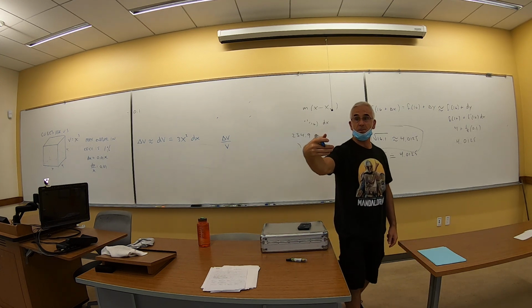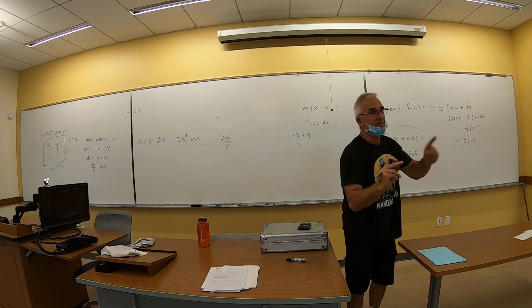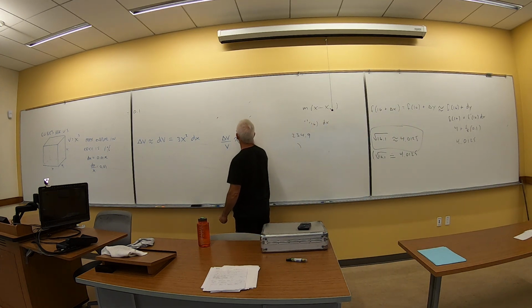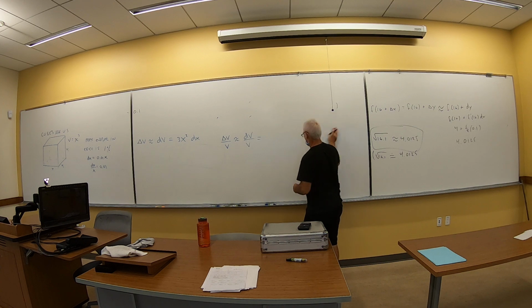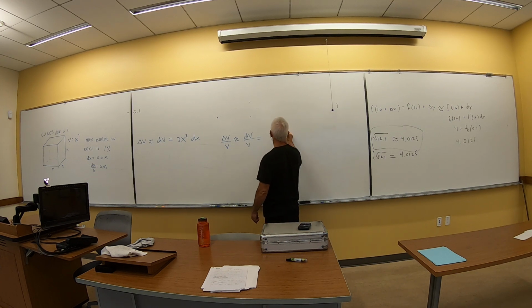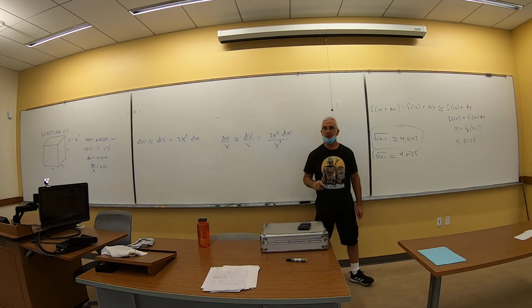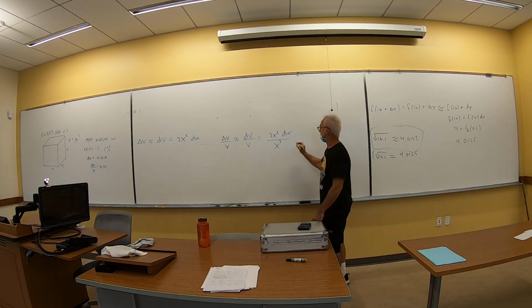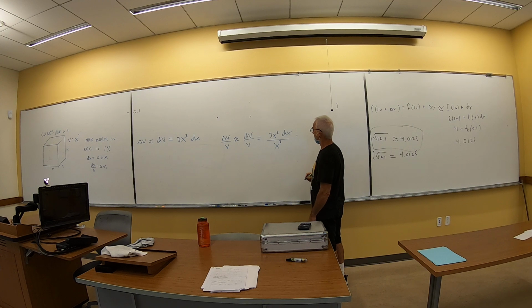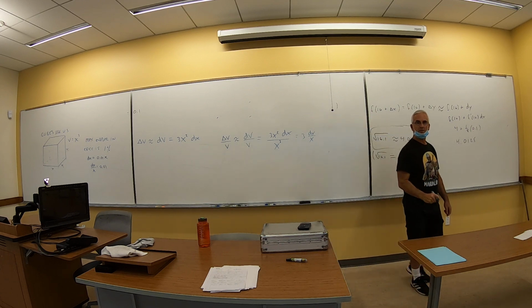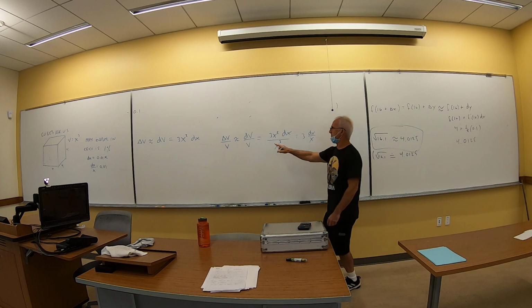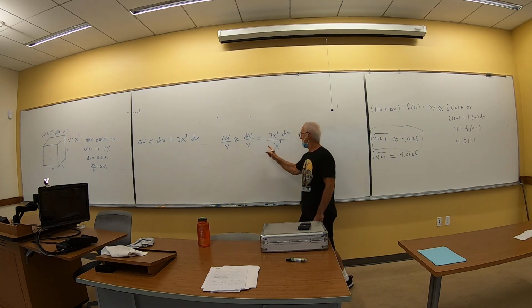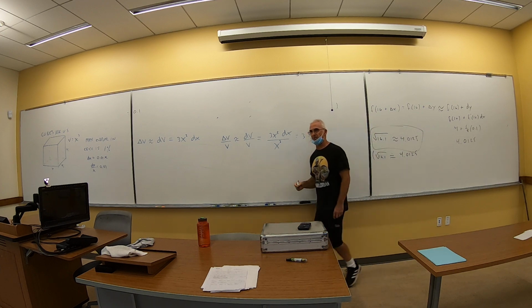Delta V is the error in my volume. Delta V over V is the relative error in my volume. And this is now being estimated by dV over V, which is equal to 3x squared dx over x cubed. I didn't give you a specific size. No, I didn't. Because I'm saying for all cubes that we make. Now, does anything cancel? A lot cancels. Could I write it like this? So the estimation of my relative error in volume is this, but I still have unknowns. I still have variables. No, you don't.